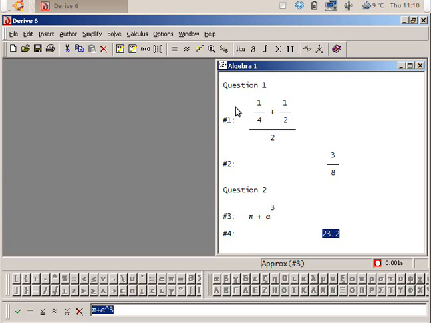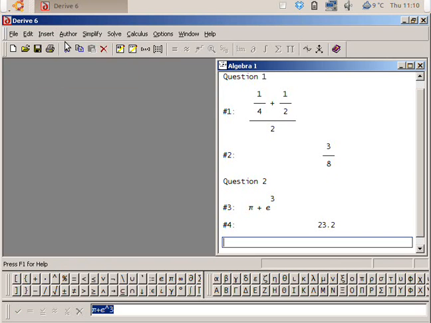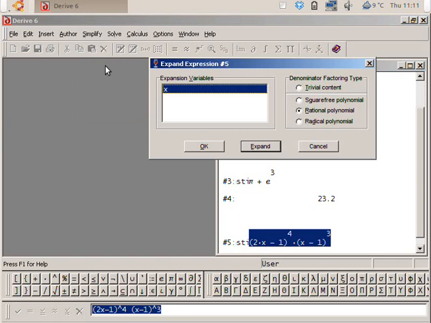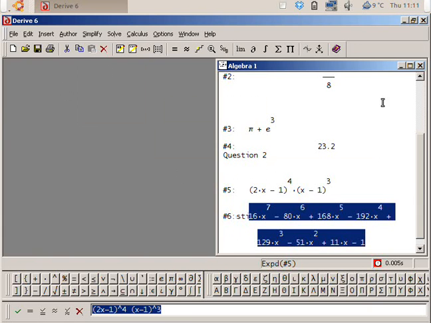Is that okay? Okay, question 3. Expand this. So we have 2x minus 1 power 4 and then x minus 1 power 3. I know it looks a bit messed up on mine, but don't worry about that. It's just how the font is displaying. Right, so there it is there. And how do I expand? It's simplify, expand, and there it is there.